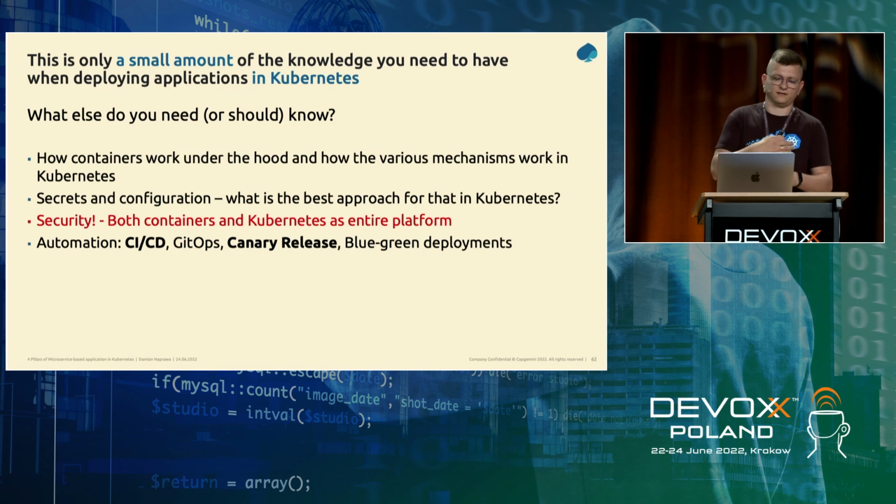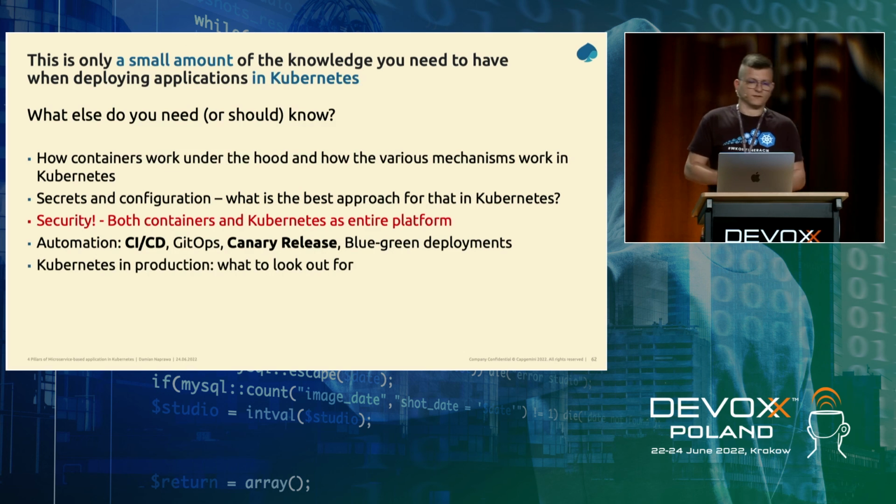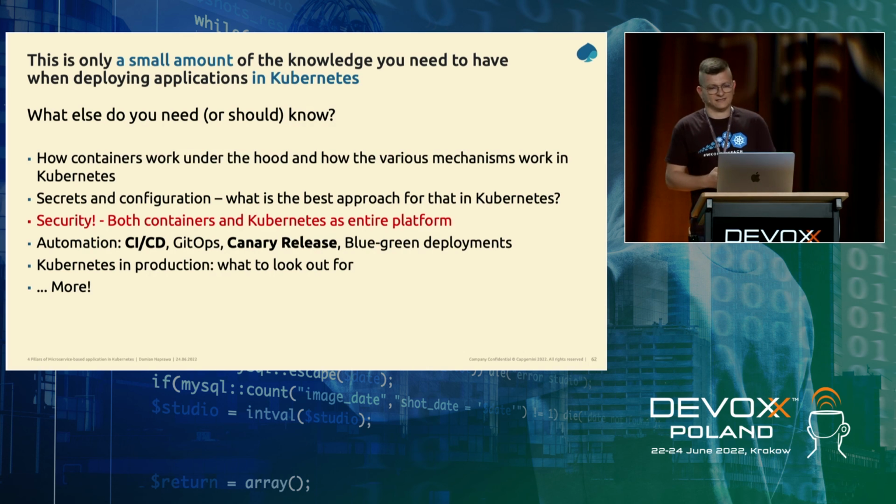Then automation: CI/CD, GitOps, what a canary release is, and what the benefits are of approaches like canary releases and blue-green deployments. So there is a lot to learn when it comes to deploying workloads in production on Kubernetes in containers. Just a reminder, whenever you decide to do that, please deep dive into the topics I mentioned here at least, because in my opinion they are the most important when it comes to production workloads.